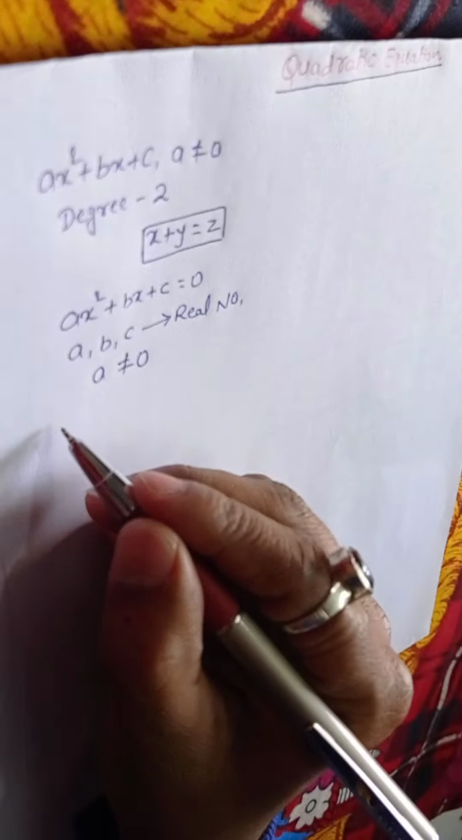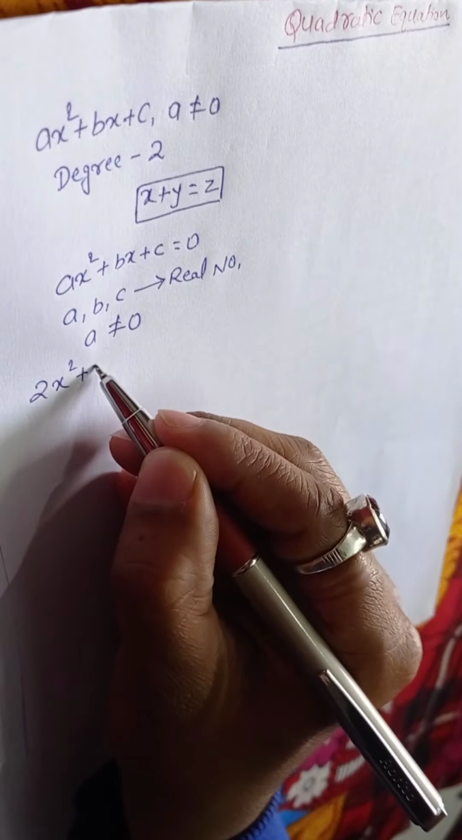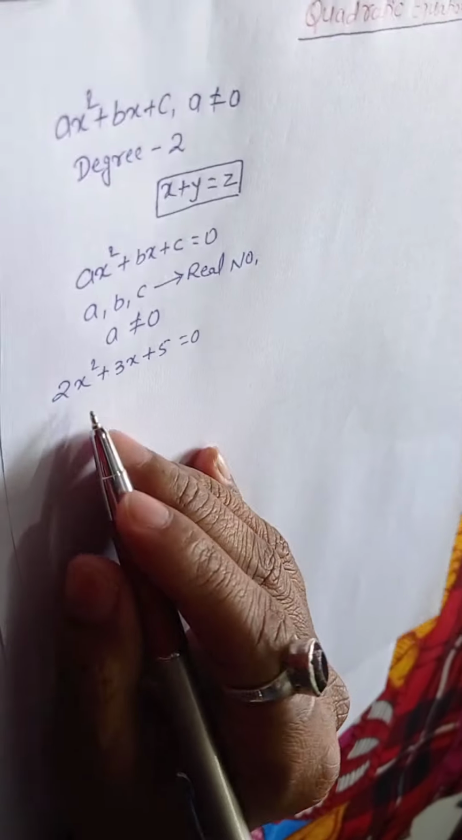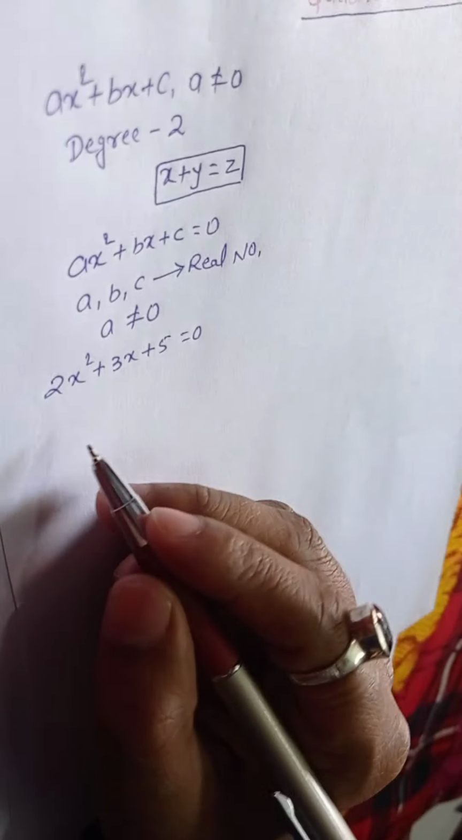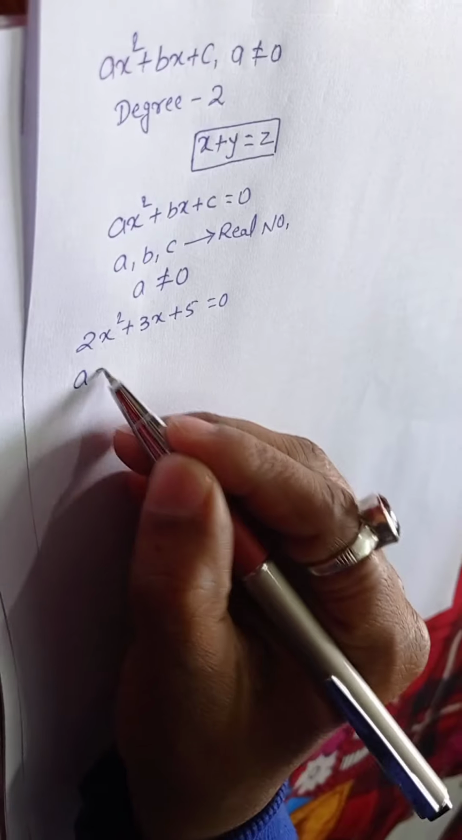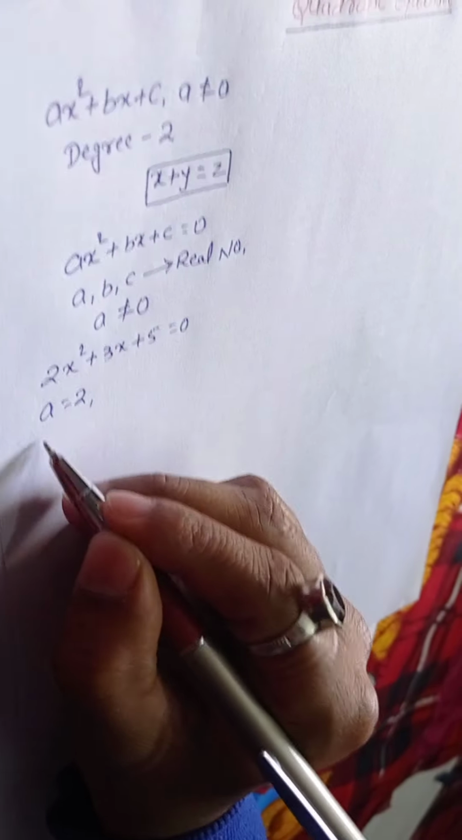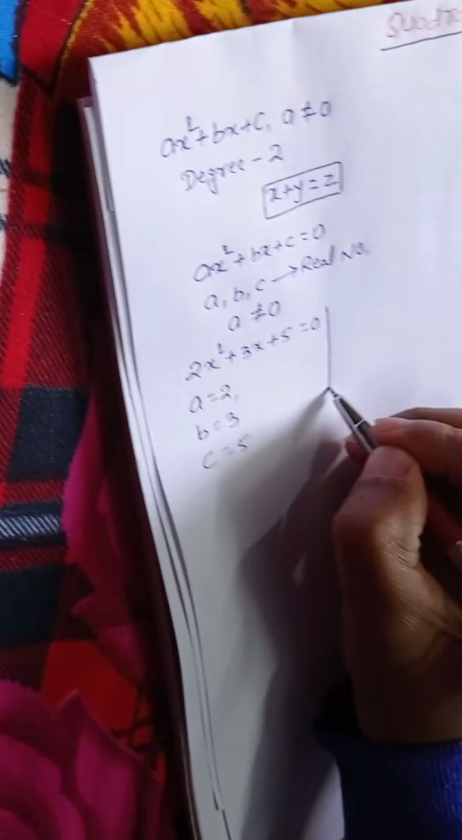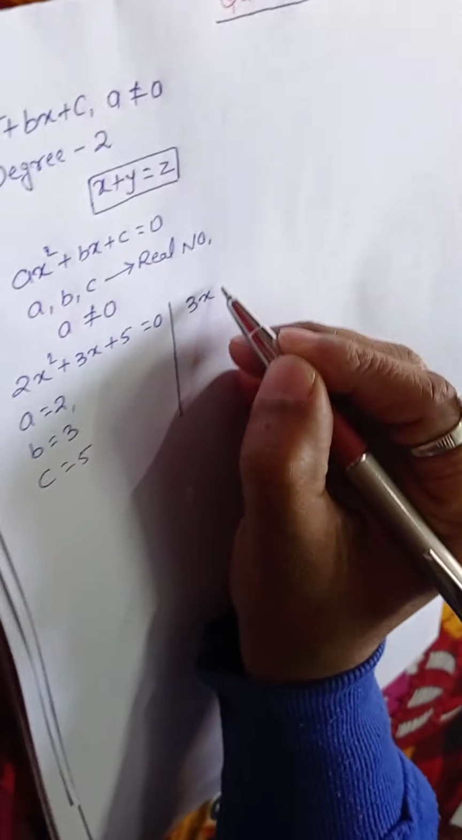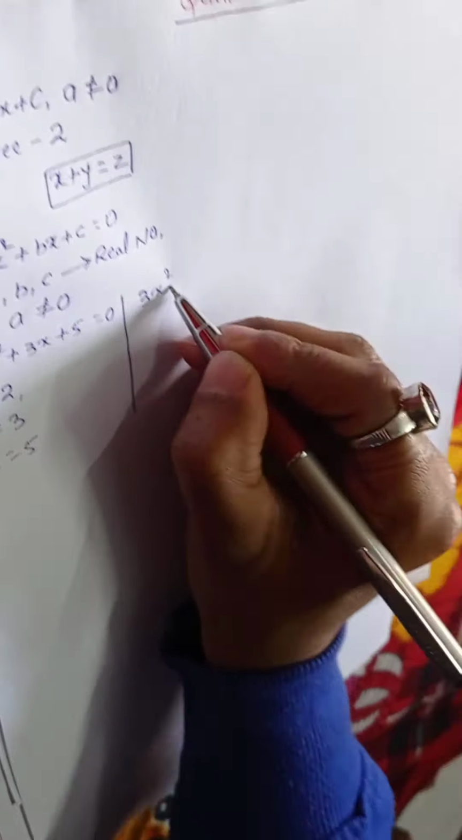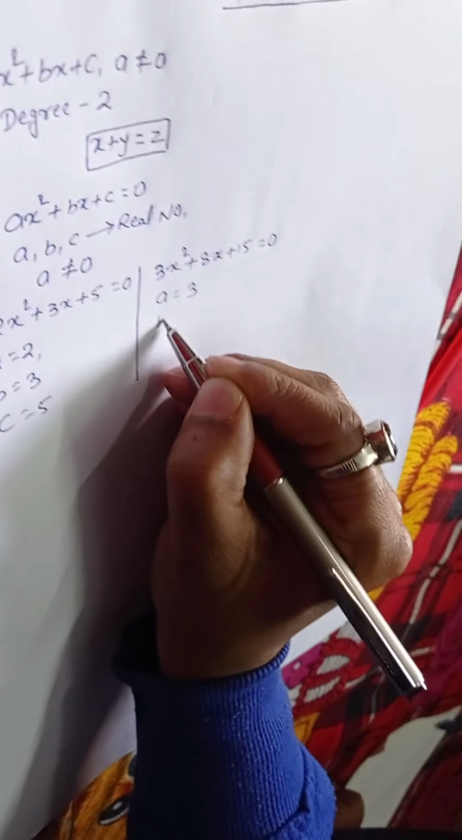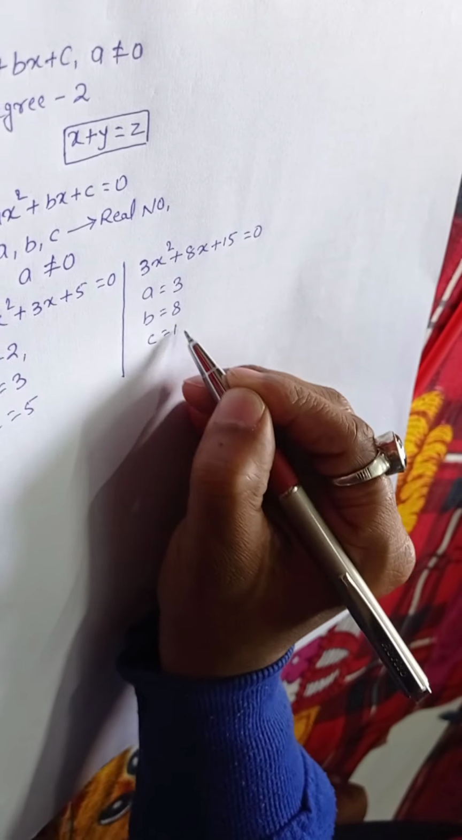For example, 2x square plus 3x plus 5 equal to 0. If we compare this example to the standard form of quadratic equation, then a is 2, b is 3 and c is 5. Let's take another example. 3x square plus 8x plus 15 equal to 0. Here a is 3, b is 8 and c is 15.